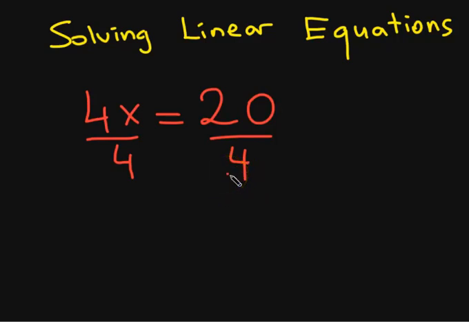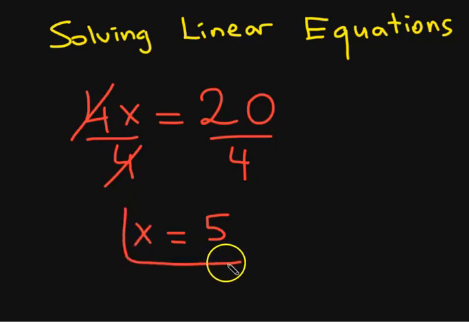Look at the left side: 4x, or 4 times x, divided by 4. So x is multiplied by 4 and it's also divided by 4, so there is no effect of 4 here. We have only x on the left side. On the right side, we have 20 divided by 4, which is 5. So x equals 5.